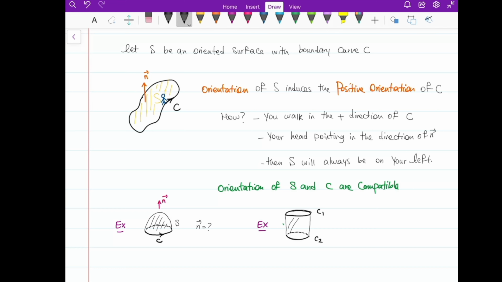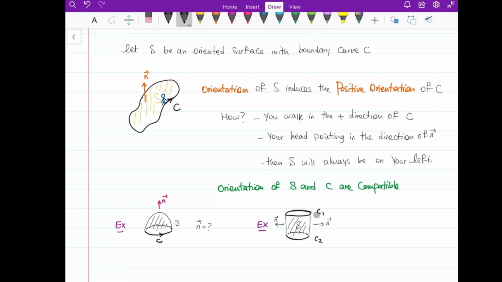The direction of S, this is our S, the direction of S is given as the outward orientation, like this, and then I need to find the direction of C1 and C2. Okay, let's look at C1 first.